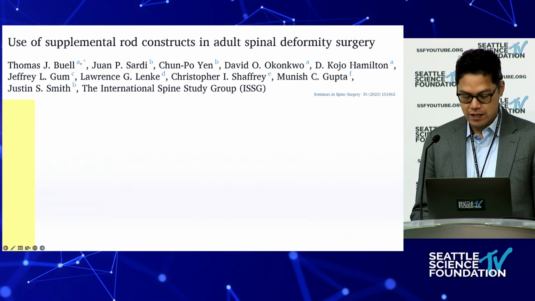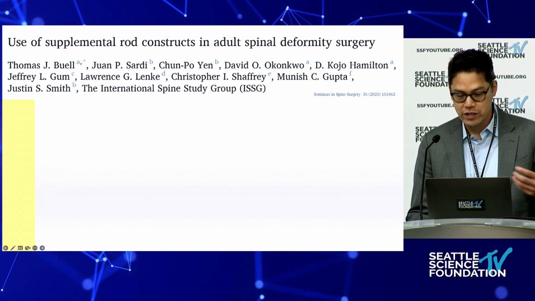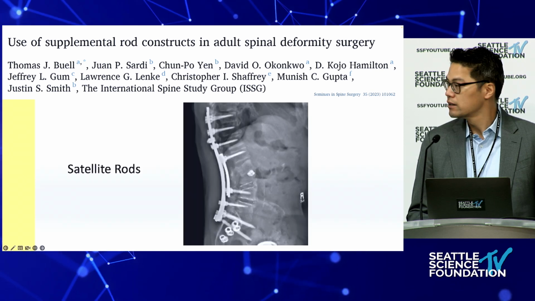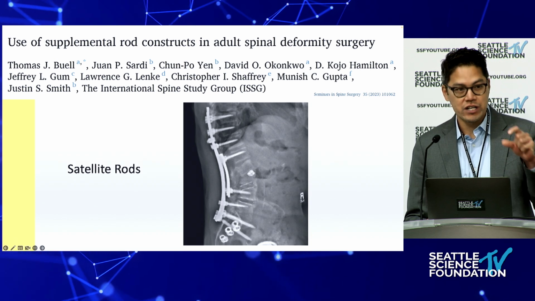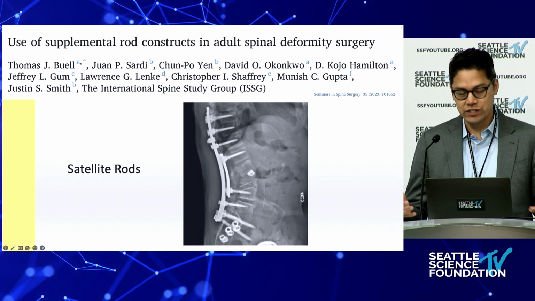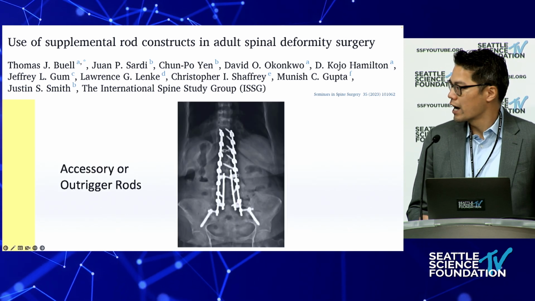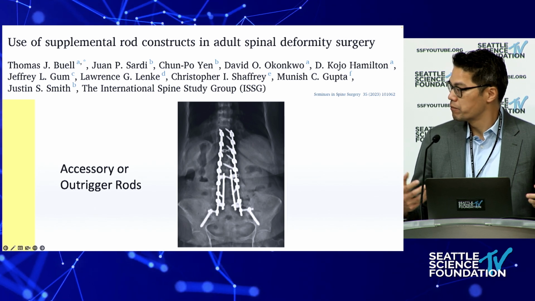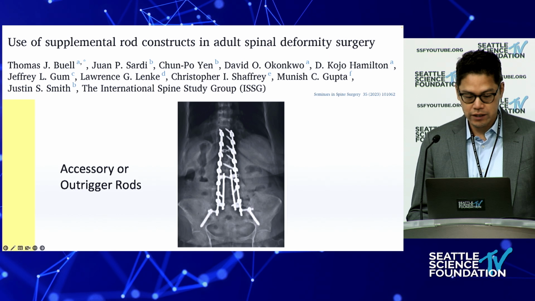I'm just going to go through some of the definitions, to standardize some of the terms that we use when we talk about supplemental rods. Satellite rods are defined as where we put the instrumentation in the levels adjacent to the osteotomy, and the rod that connects those is independent of the primary rod. Accessory or outrigger rods are those rods which can span the osteotomy site but are connected directly to the primary rod.